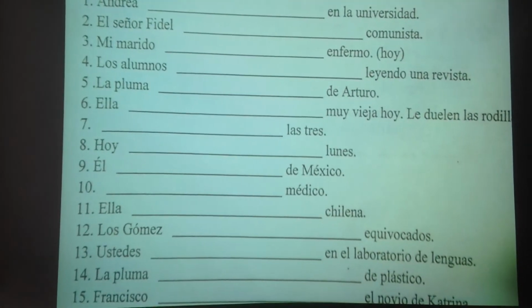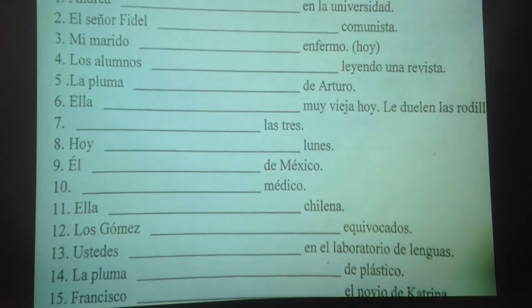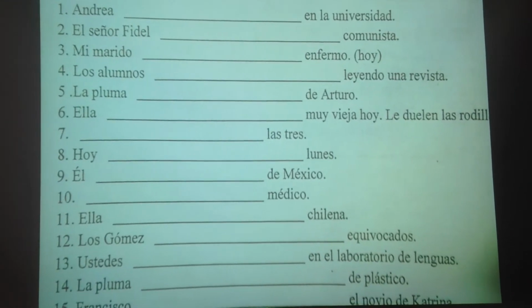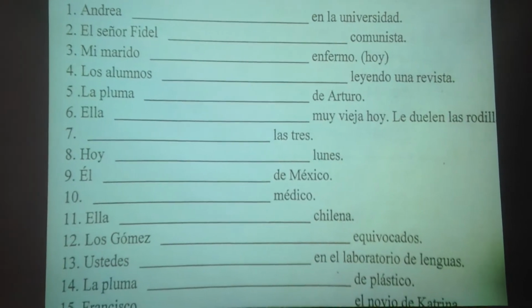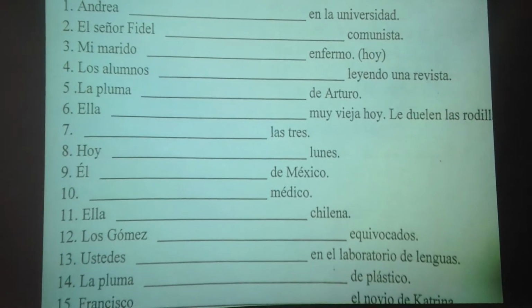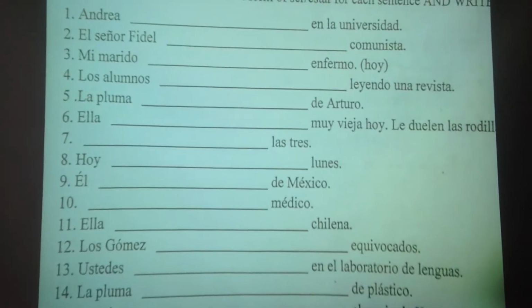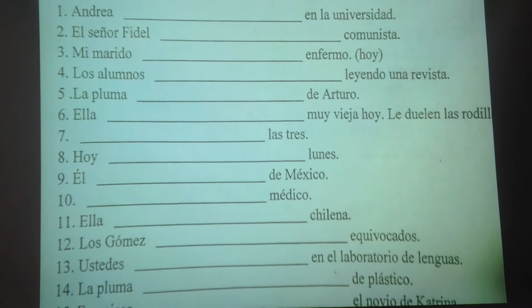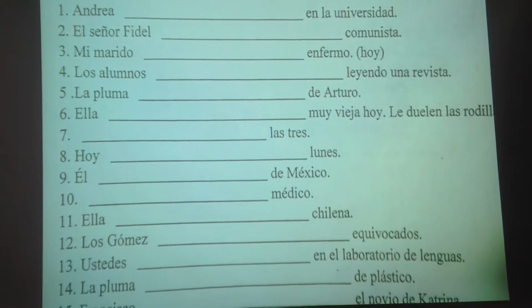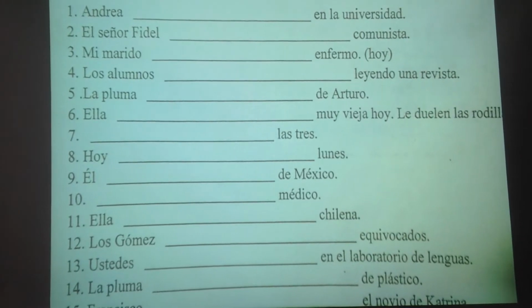Okay? Los alumnos blank leyendo una revista. Leyendo. Remember our new one today? Ando or yendo? So what do you need? A form of the verb? Estar. This is going to be one of those present progressive ones.